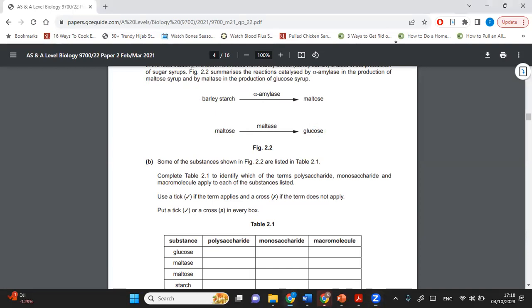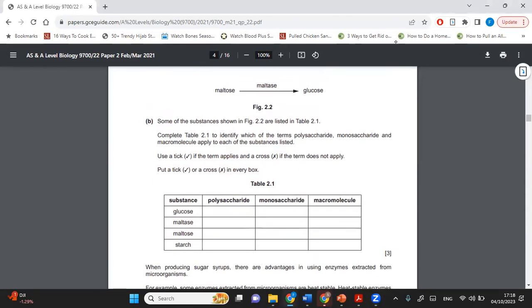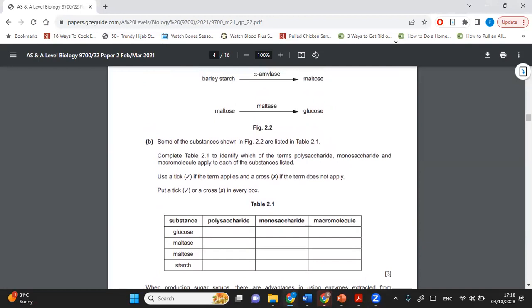Now, the question says, some of the substances shown in figure 2.2 are listed in table 2.1. Complete table 2.1 to identify which of the terms polysaccharide, monosaccharide, and macromolecule apply to each of the substances listed. Let's start with glucose. Is glucose a polysaccharide, a monosaccharide, or a macromolecule? What do you think?